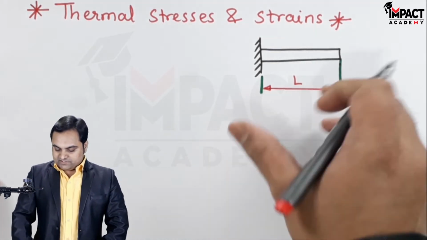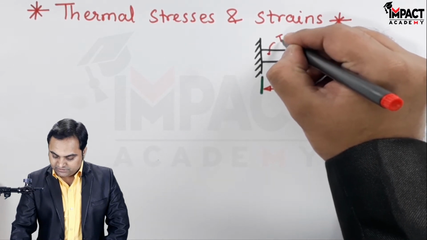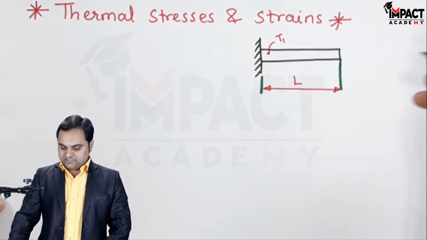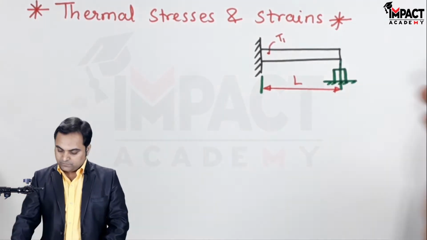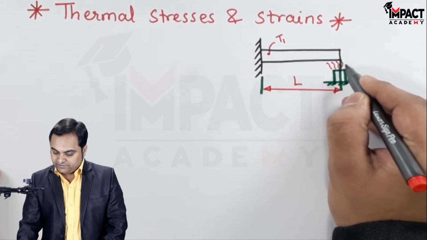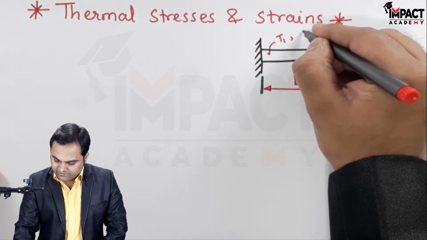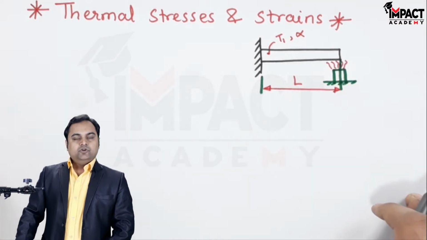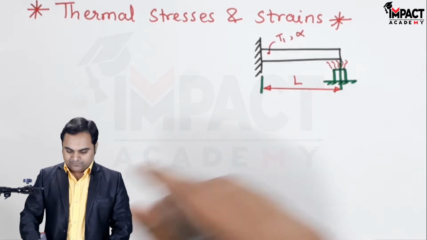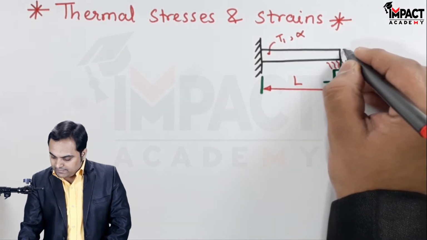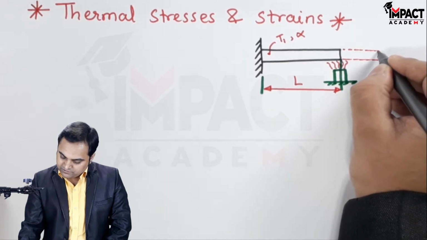Now suppose there is a bar or a rod having length L, initially at temperature T1, and this bar is heated by supplying an external heat. This bar has a coefficient of thermal expansion denoted by alpha. So when it has an alpha value, it is going to expand when it gets heated, that is, when the temperature rises. And here I am showing the free expansion of this bar.